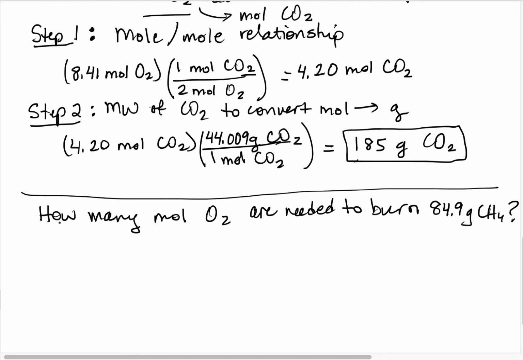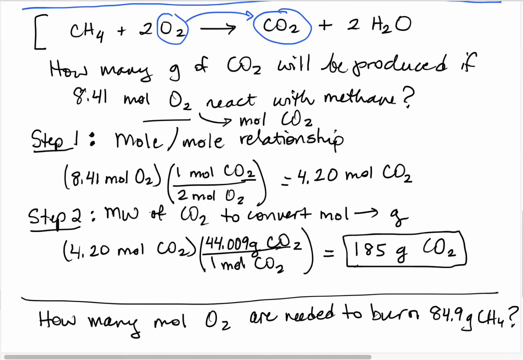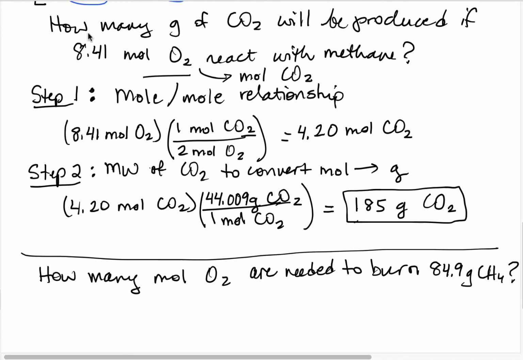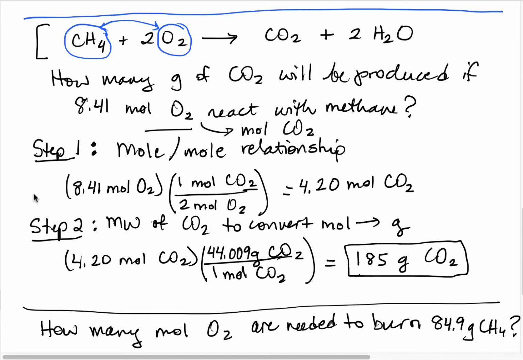So here we're still relating one material to another, but this time we're starting with oxygen and we wanted to relate it to methane. Oh, sorry, we're doing it really the other way around. We have methane. We want to know how much oxygen is needed to burn it. So we're still going to use this same balanced chemical equation, and we're still going to use the same steps, but notice that our steps are reversed.